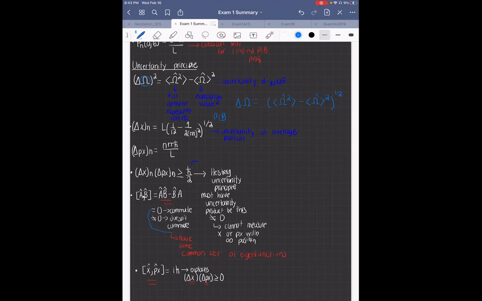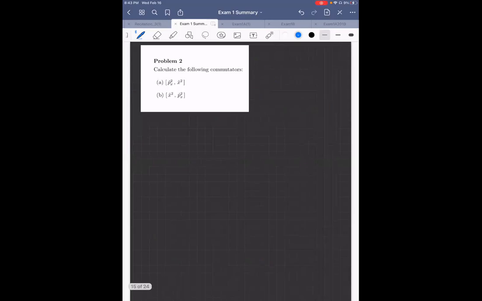And based on the uncertainty principle, the momentum operator and the position operator don't commute, meaning I can't measure both of them with good precision. All right, so this is just an example to calculate the following commutator: the momentum operator squared with the x operator squared.